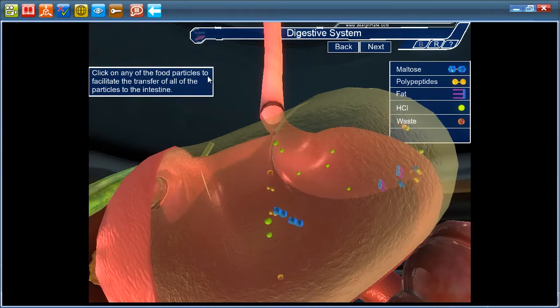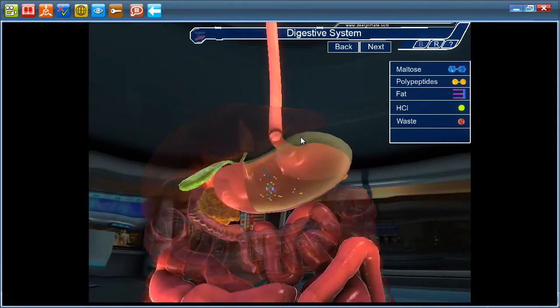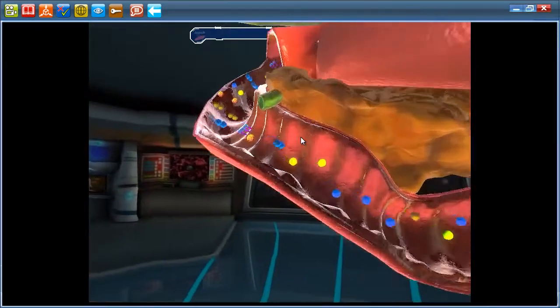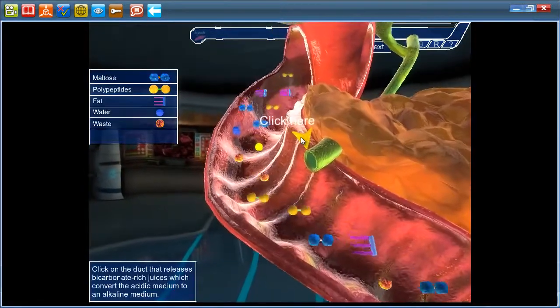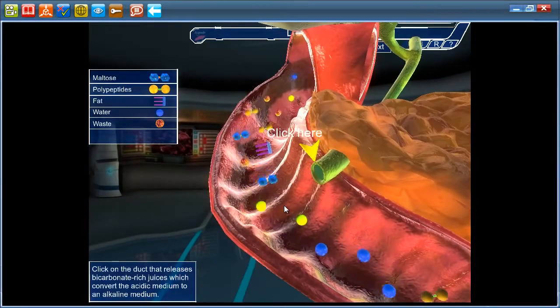Now click on any of the food items to facilitate the transfer of all the particles to the intestine. So I click any one of them, suppose this one, and it will take the food to the intestine. This is how you can follow the steps, you can follow the instructions to go through all the 4 stages of the digestion. You can play the full simulation of this topic from the demo CD link which we have given you.